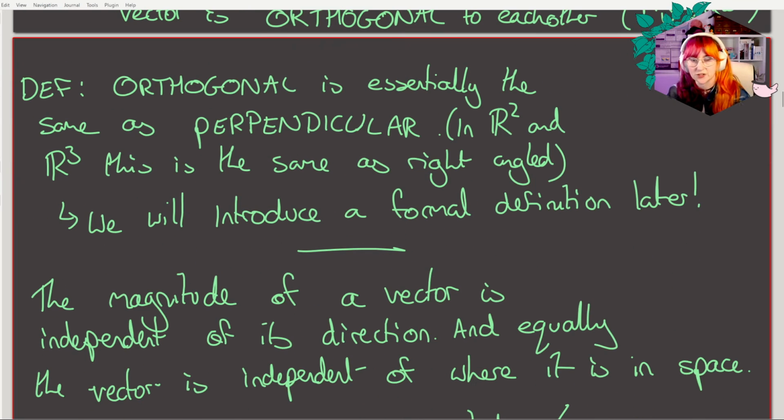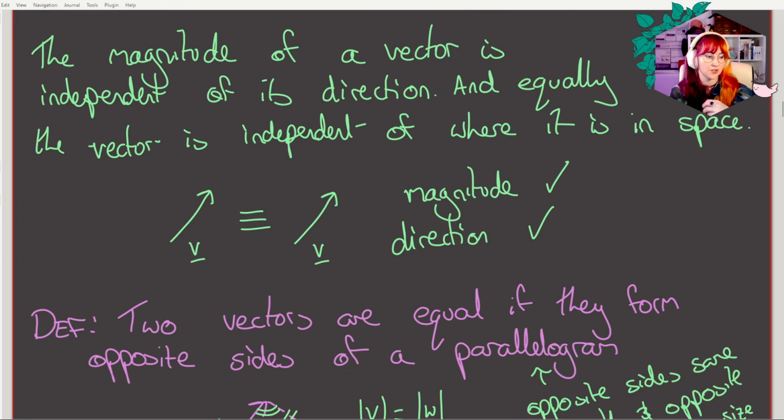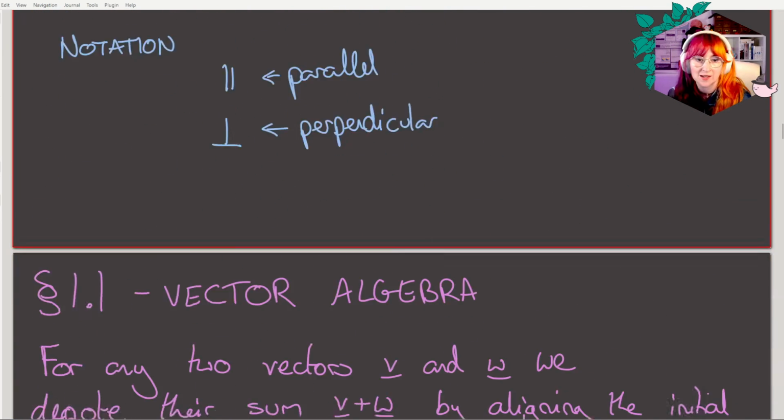We introduced the definition of perpendicular because I jumped ahead. And we said that magnitude, or vectors being equal, is independent of their position in space. And 2 vectors are considered to be equal if they construct opposite sides of a parallelogram.